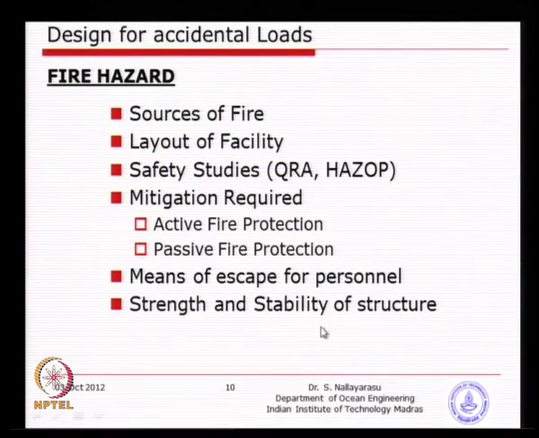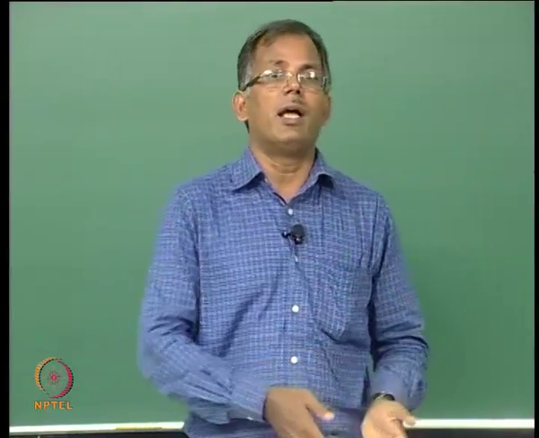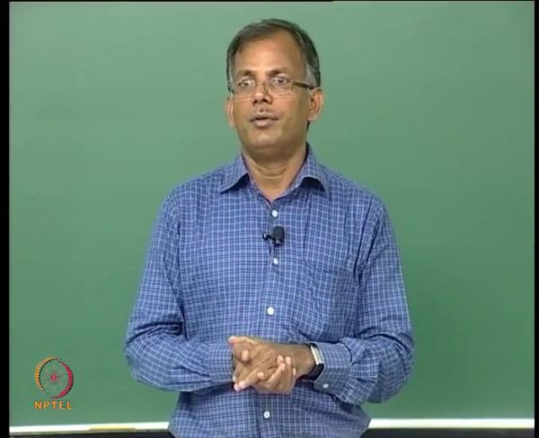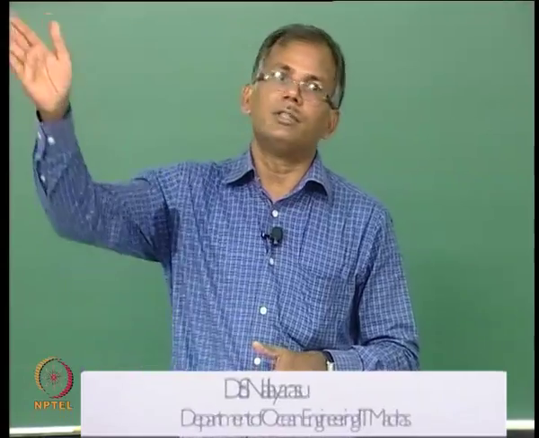Mitigation required, I think we spoke about it earlier on, active and passive, which we will elaborate on later, and then means of escape for the personnel. In case of fire, they should have sufficient time, and, number 1, the structure along which they are running around should have sufficient strength. They should not be running towards a fire to reach a boat.